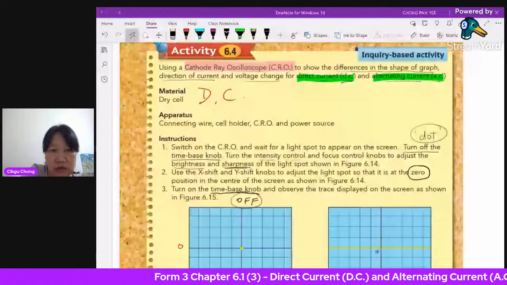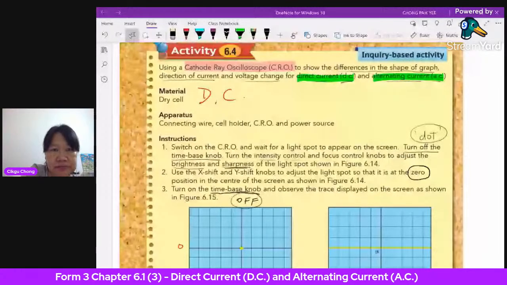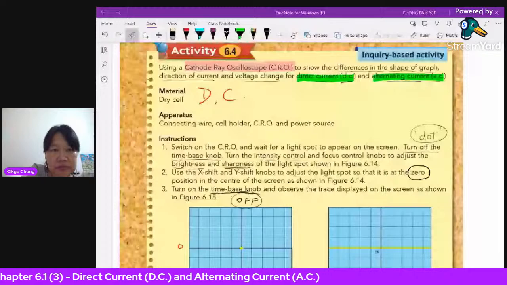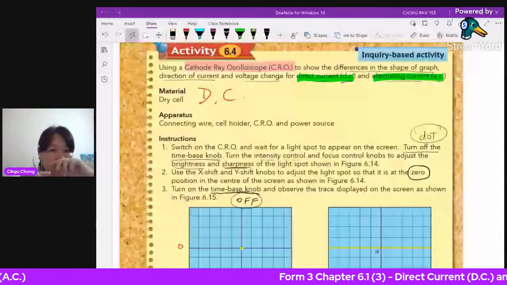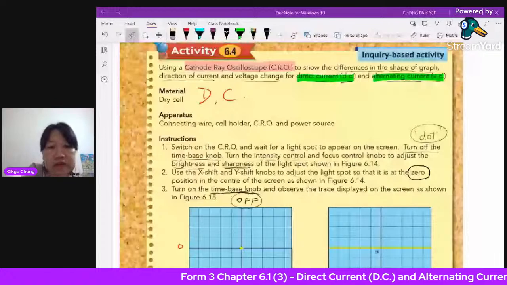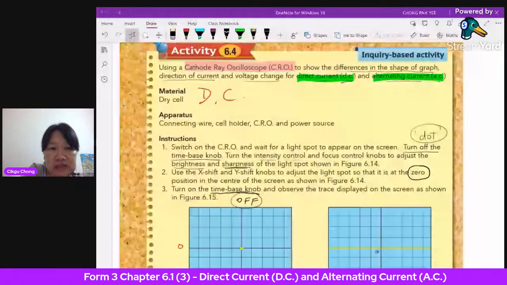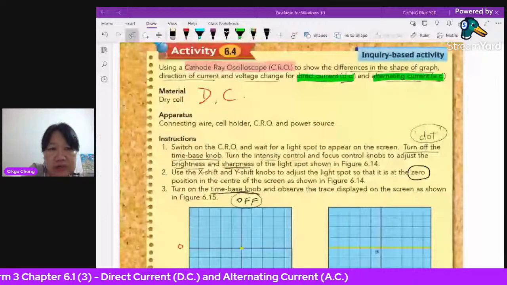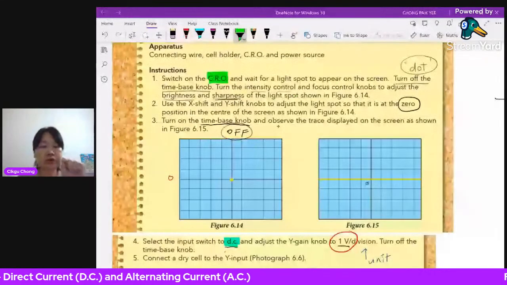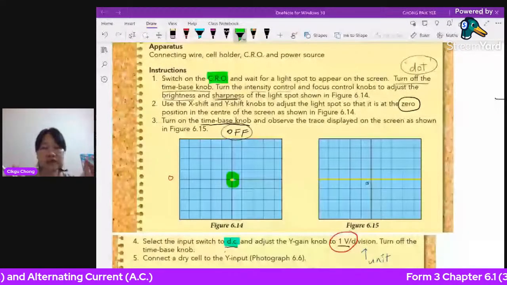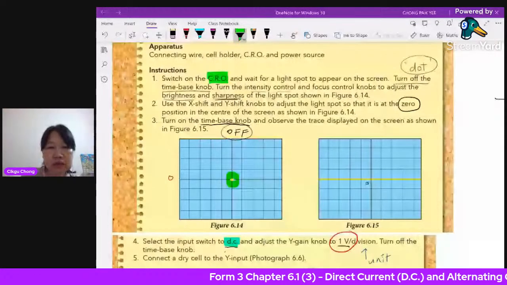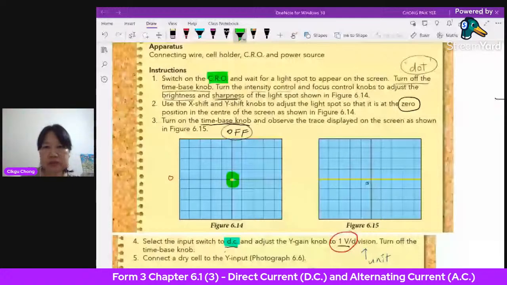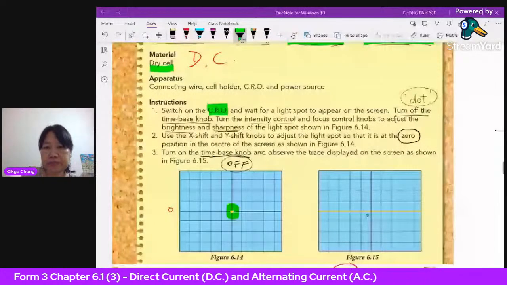Now, first of all, when you connect it, you switch off first. You connect the DC there, but you do not switch it on. So there's no current. You find that there's going to be a dot here, and it shows zero. And you don't switch on the time base. Off means you don't pull it. The time base knob is this one, the one I just mentioned. The time base knob, okay?